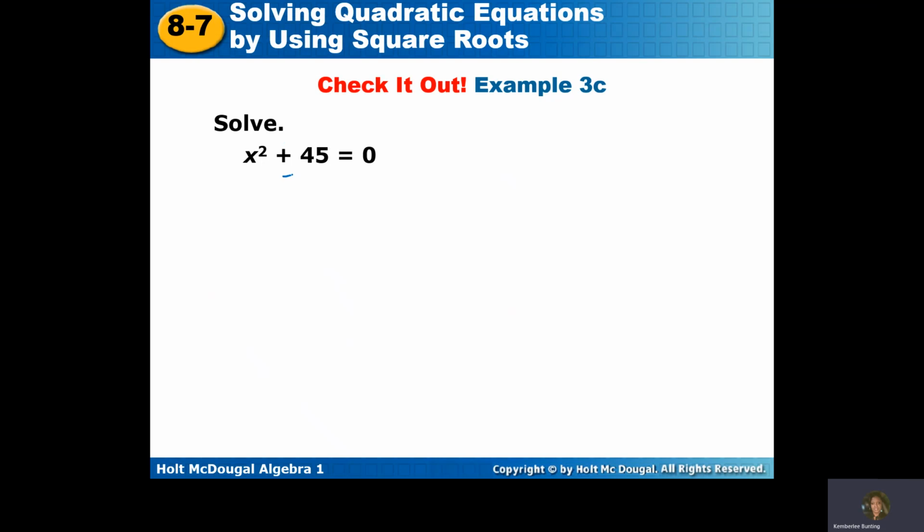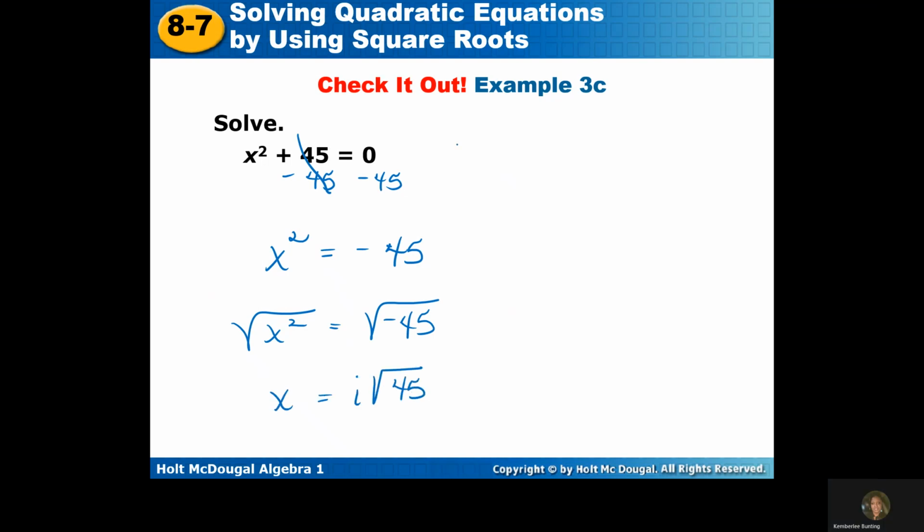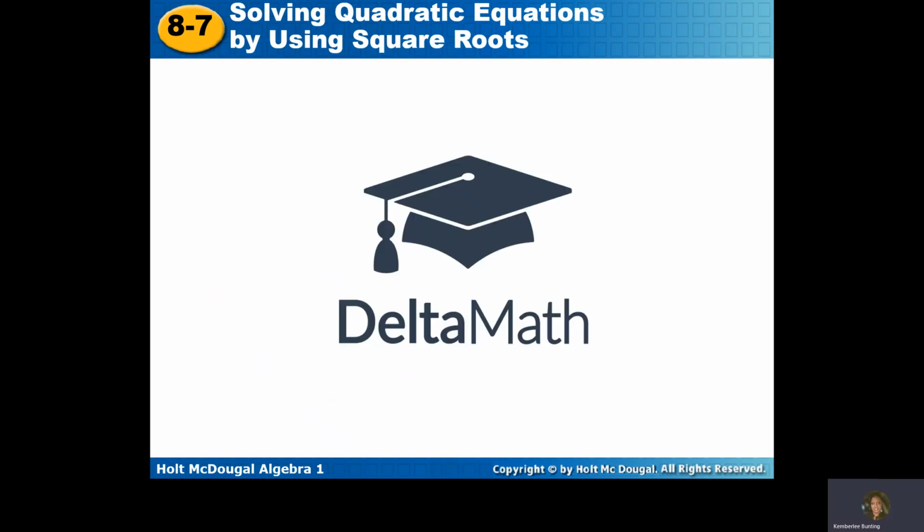Last one. This one I'm subtracting 45 from both sides, and I'm just doing this as a courtesy. If you're ready to move on, by all means, bless you. I have x squared is equal to negative 45. I'm going to take the square root of both sides. I have x is equal to i root 45. X is equal to 9 times 3 root 5. So that'll be plus or minus 3i root 5. And that's it. Okay. Everybody should be Delta Mathing at this point.